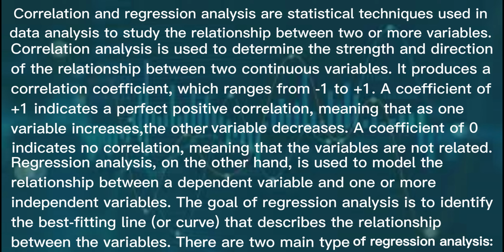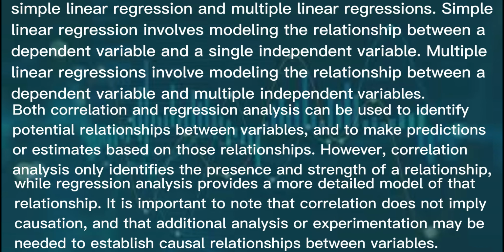Regression analysis, on the other hand, is used to model the relationship between a dependent variable and one or more independent variables. The goal of regression analysis is to identify the best fitting line or curve that describes the relationship between the variables. There are two main types of regression analysis: simple linear regression and multiple linear regression. Simple linear regression involves modeling the relationship between a dependent variable and a single independent variable. Multiple linear regression involves modeling the relationship between a dependent variable and multiple independent variables.